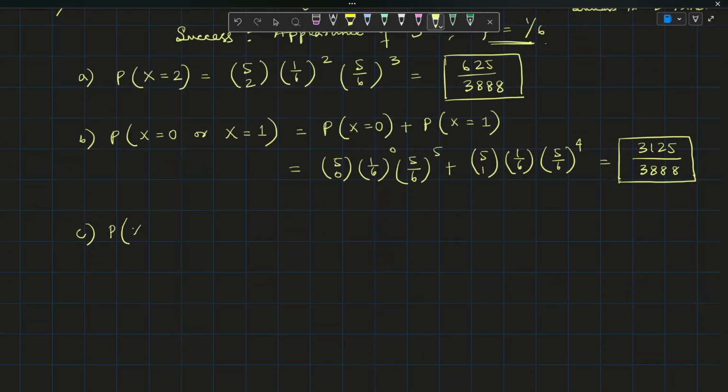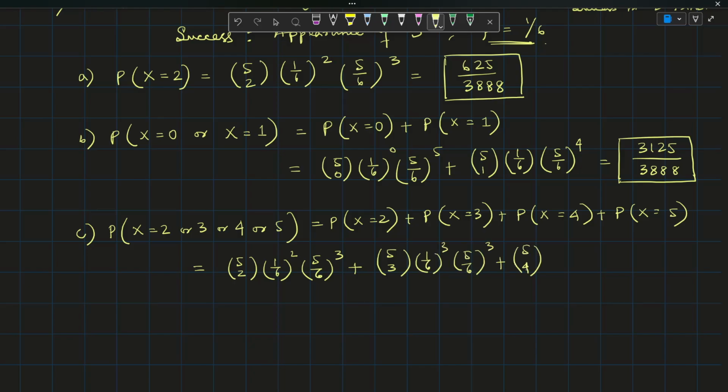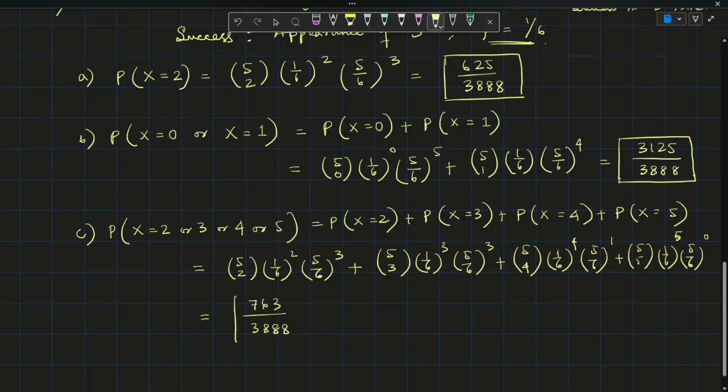Now the last question is the probability of x is at least twice. That is, x equals 2 or 3 or 4 or 5. There are a total of 5 tosses. So probability of x equals 2 plus probability of x equals 3, and like that up to probability of x equals 5. We will do this calculation again. I am just skipping the details of the calculation. You will have to do it yourself and just check the final answer, which is 763 by 388.